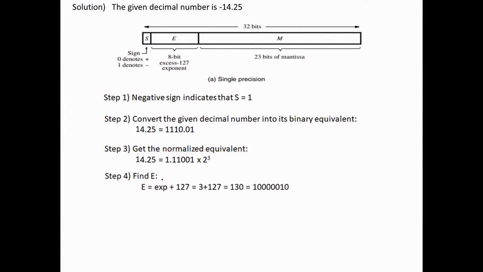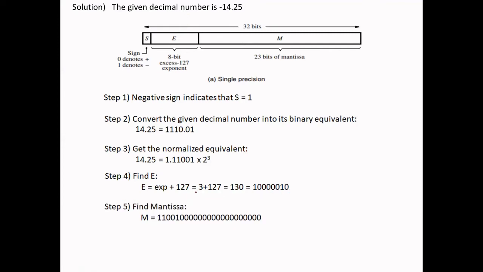The fourth point is to find the exponent. E is nothing but exponent plus 127. 127 is the bias, which we need to add to the original exponent. The exponent is 3, so 3 plus 127 is 130. If you convert it to binary, it is 1, five zeros, 1, 0. So this is the 8-bit capital E, the biased exponent.